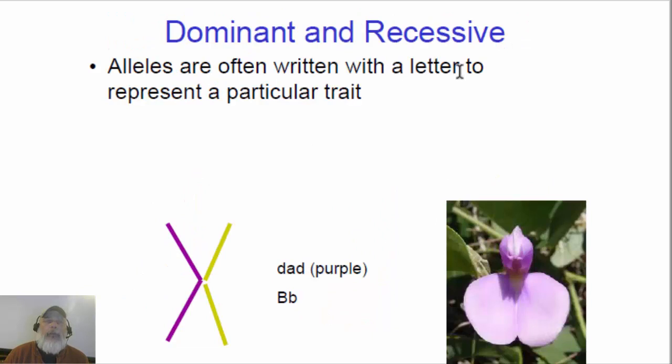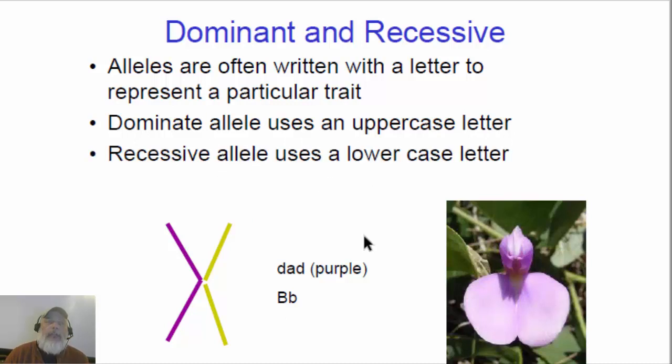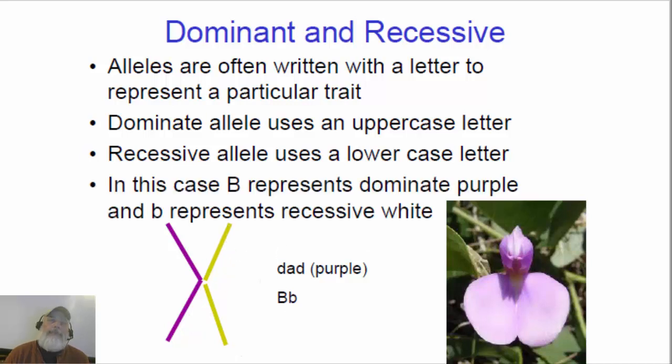Alleles are often written with a letter to represent a particular trait, just to make things a little bit easier. For example, here's dad with a purple allele and a white allele. We're going to call that capital B, because dominant alleles are identified by an uppercase letter, and recessive alleles are written as a lowercase letter. So in this case, lowercase b. So big B, little b. The big B represents the purple flower color allele, and the little b reflects the white colored allele. There you go.